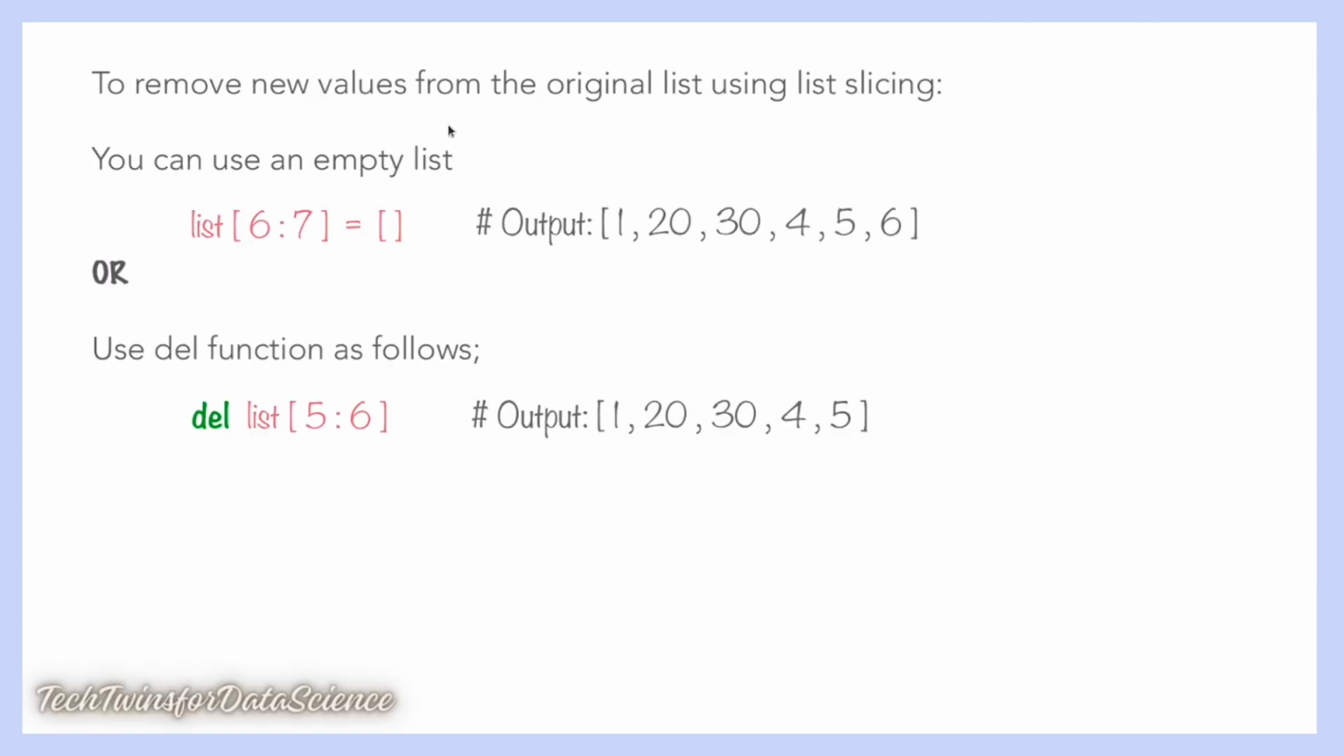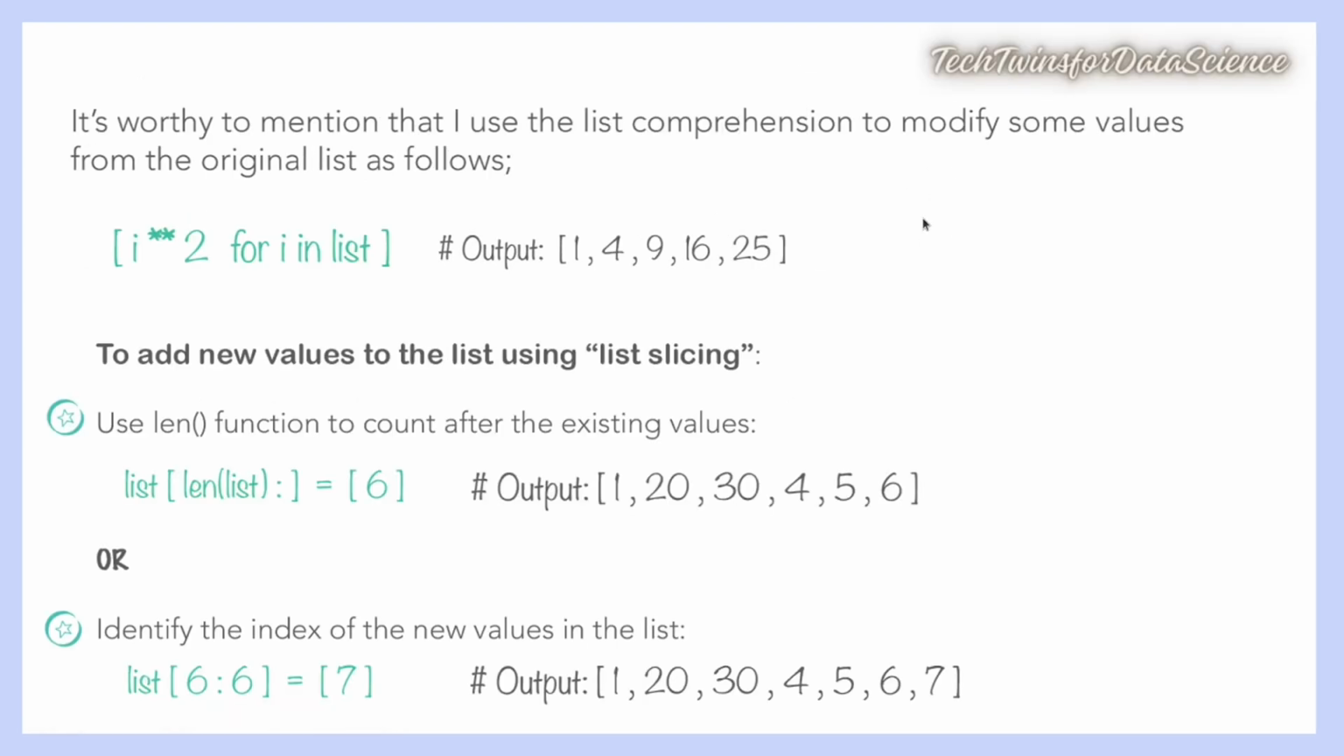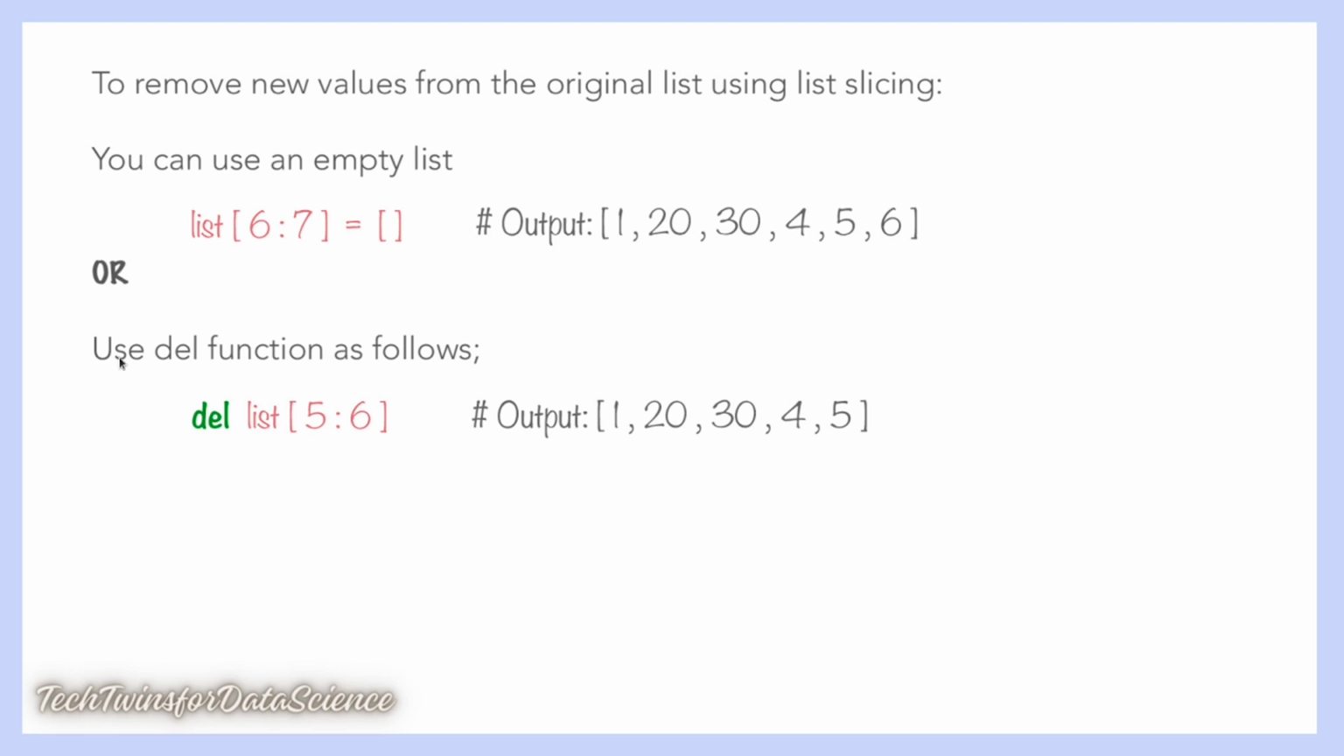And to remove values from the original list using list slicing, we can manage to do that by using the empty list method, this way. If I wanted to delete, I will start from index 6 till index 7 and leave it with an empty list. It will remove the 7. This value will be deleted. Also, I can use the del function, del list 5 to 6 if I want to remove the 6th value.